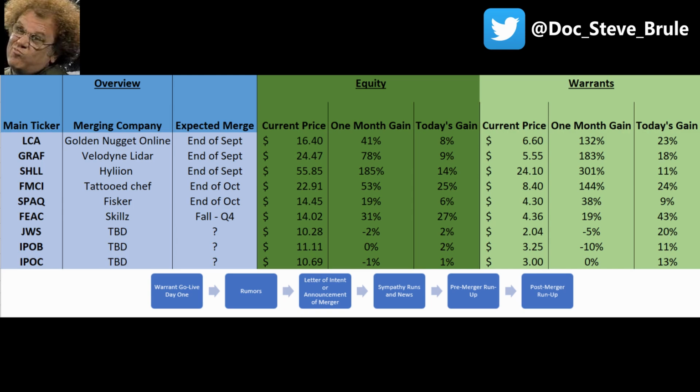Excellent returns going on with SPACs right now. I still see a lot of potential here with the Graph warrants, with FMCI warrants, and SPAQ warrants over the next month. I think the three of those are the spot to look to get in.